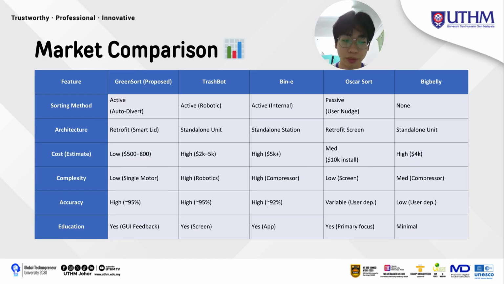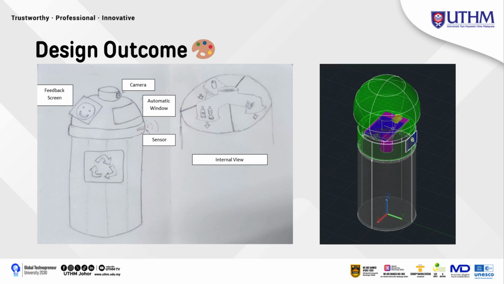How do we compare to the competition? As you can see in our table, GreenSort offers the active sorting of high-end units like Transport, but at a low cost of roughly 500 to 800. Unlike passive screens or expensive standalone stations like Bin-E, we provide a retrofittable solution that is both highly accurate and educational.